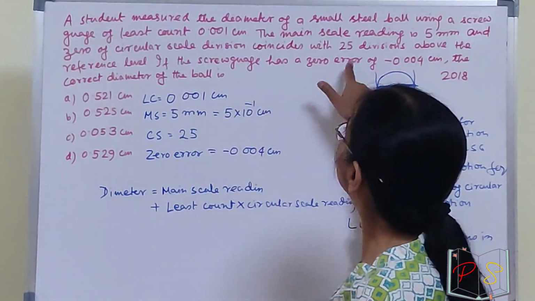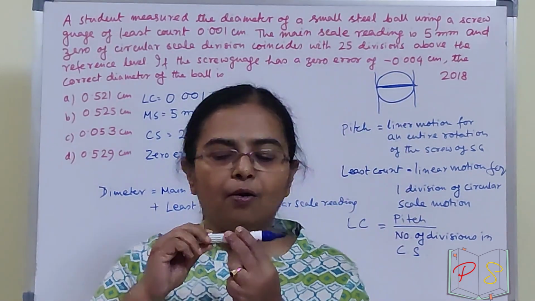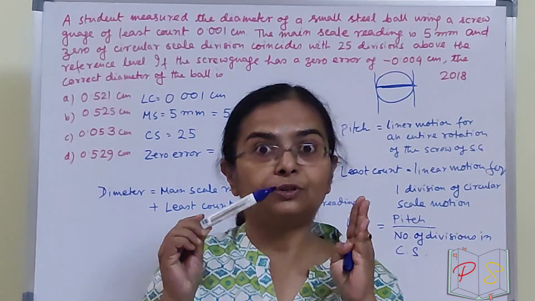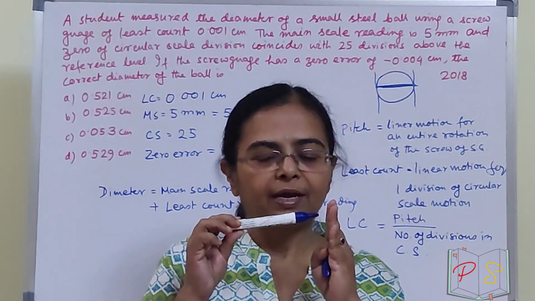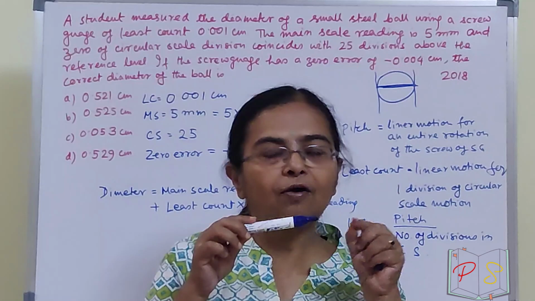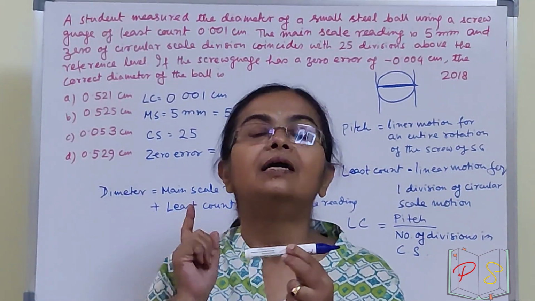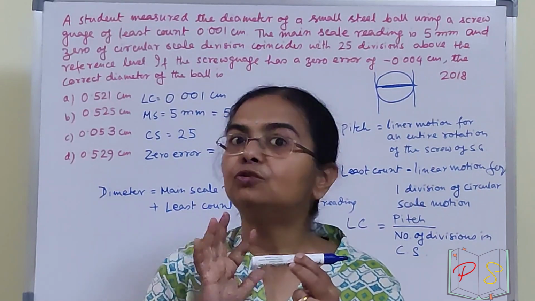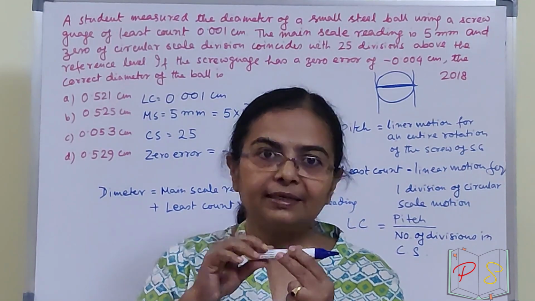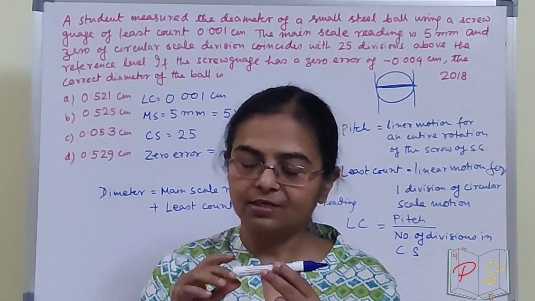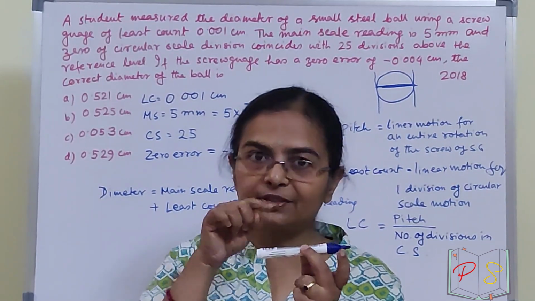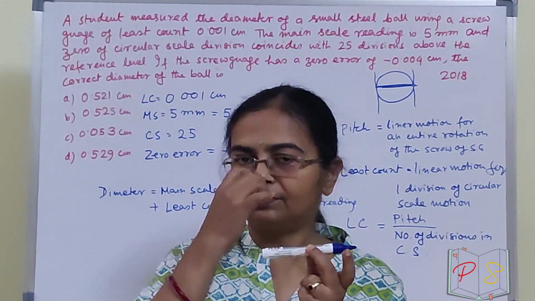If the screw gauge has a zero error, when you touch this side and you touch the screw gauge like this without the ball, you check the instrument. Now, if the 0 level of circular scale coincides with the 0 level of your main scale, it has got no error. There is no positive zero error or negative zero error. But it is an instrument. Instruments can have errors.